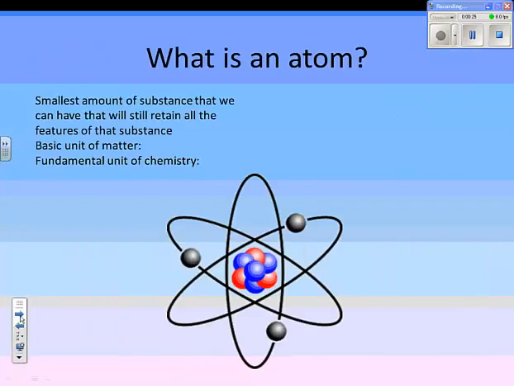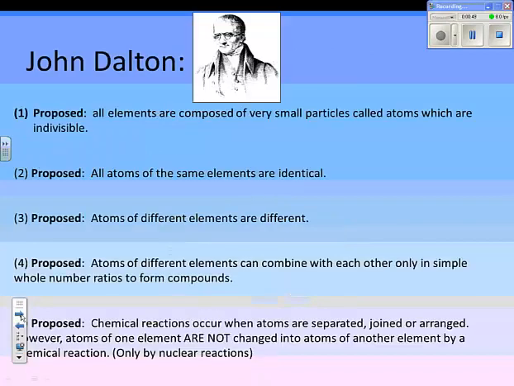First off, what is an atom? It is the smallest substance that we can have that will still retain all the features of that substance. It is the basic unit of matter and the fundamental unit of chemistry. It's called the periodic table of elements. You could call it the periodic table of atoms if you wanted to. And it's funny because this model right here is not the right model, and we'll figure out who discussed that and why later. But John Dalton is your first guy.